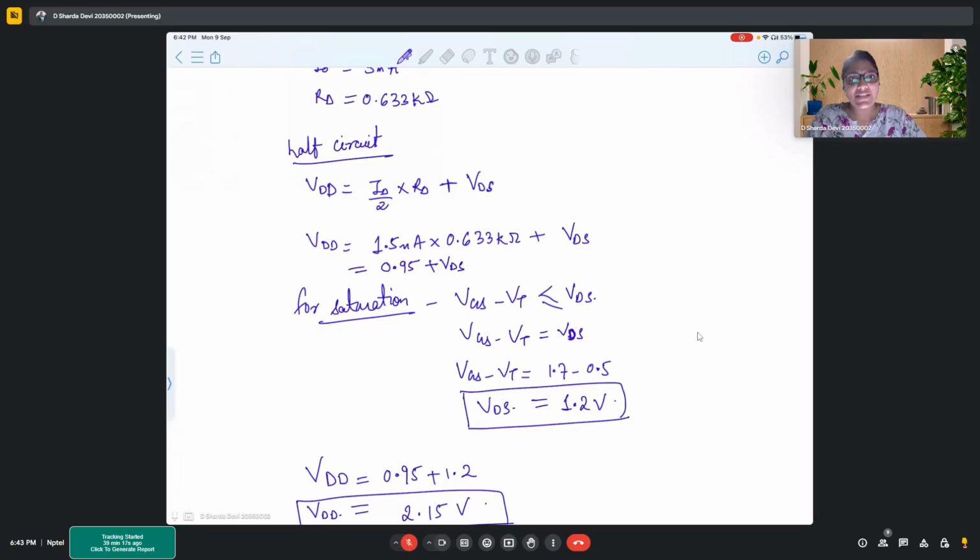To come back to the previous question of how to find the maximum value: when we talk about saturation, we know the minimality, right? We know that VGS minus VTH should be less than or equal to VDS. If VDS reaches the VGS minus VT value, that means your saturation starts.